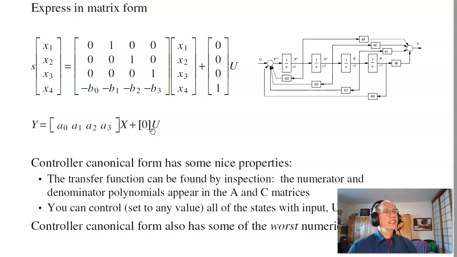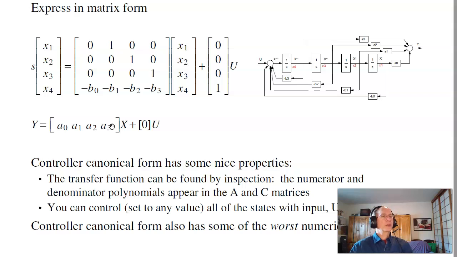The nice thing about controller canonical form is it's really easy getting into. If I know the transfer function, I can write the state space model by inspection. This is 1 on the off diagonals, meaning a bunch of cascaded integrators. B matrix is 0, 0, 0, 1. This bottom row is minus the denominator polynomial. The C matrix is the numerator polynomial. So this is really easy putting in state space or in controller canonical form.